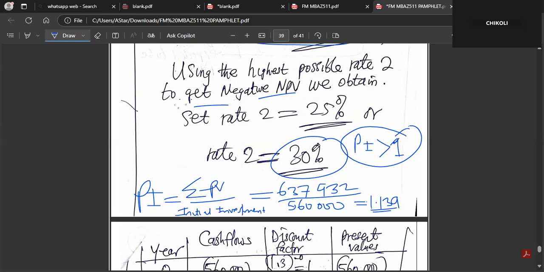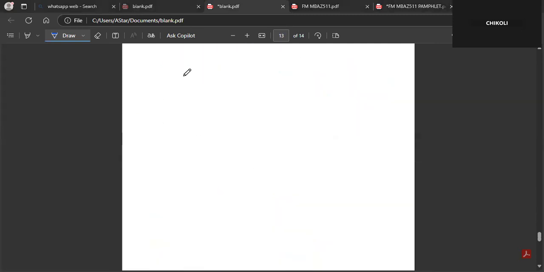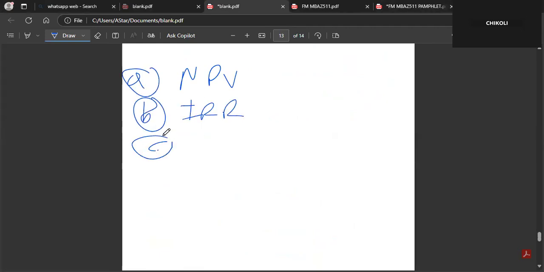So the payback period we have covered. For the sake of this class, we've covered at least the 4 techniques. We have covered the NPV, the internal rate of return, the payback, and also the PI. So we end here for now.